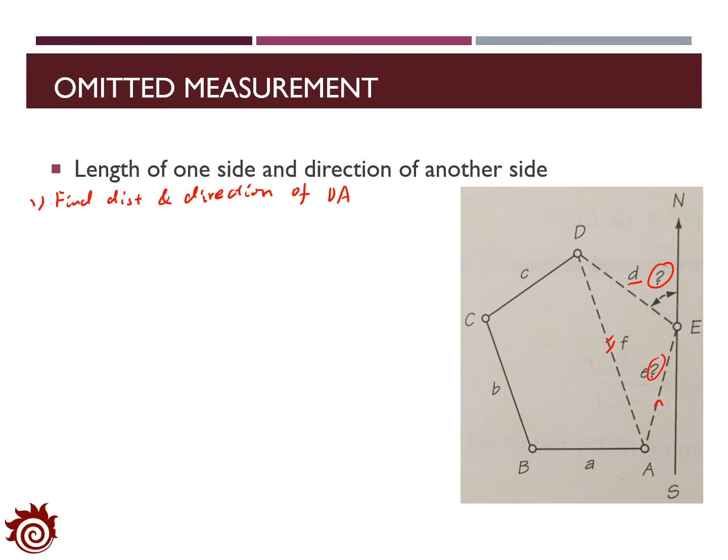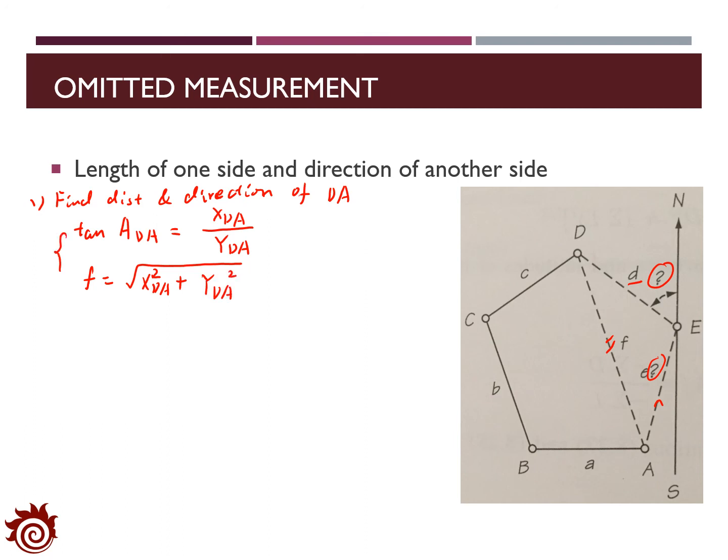This one can be solved by the equations in the first scenario, where we have tangent of the azimuth of A to D equal to x_dA, that's the latitude, over y_dA, the longitude. Also, we have the length of the segment A to D as f, equal to the square root of x_dA squared plus y_dA squared.